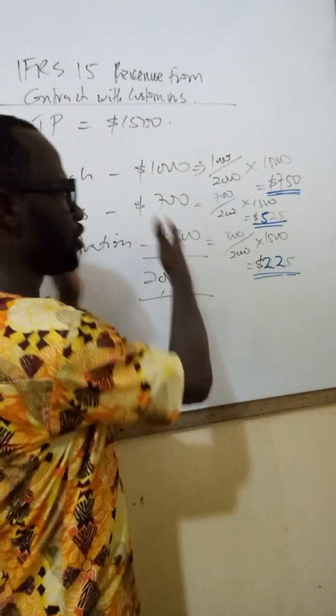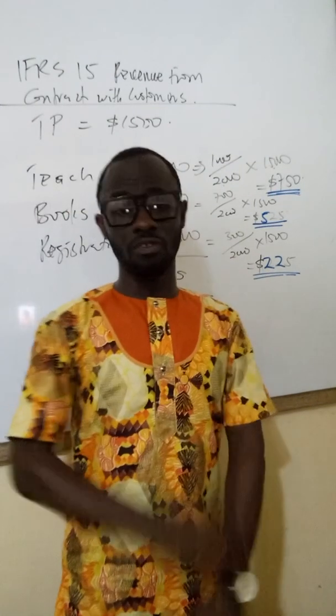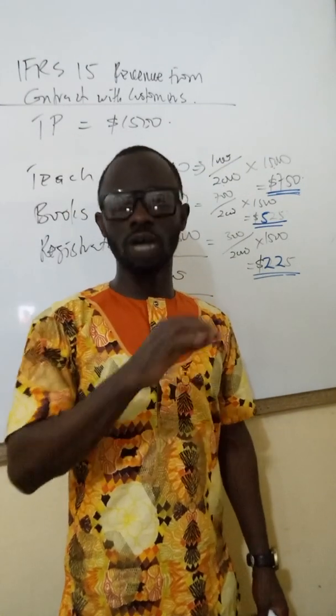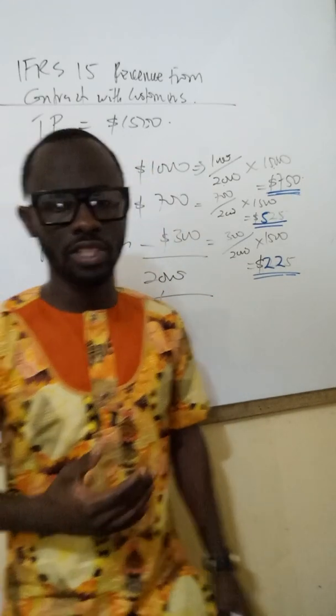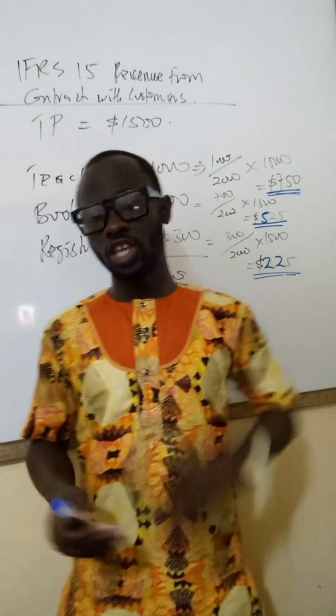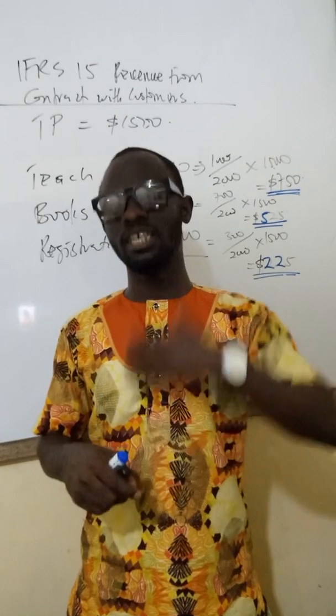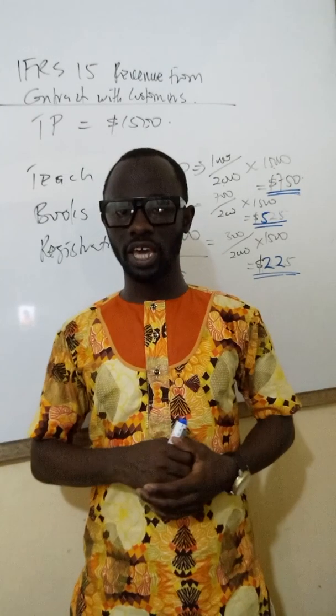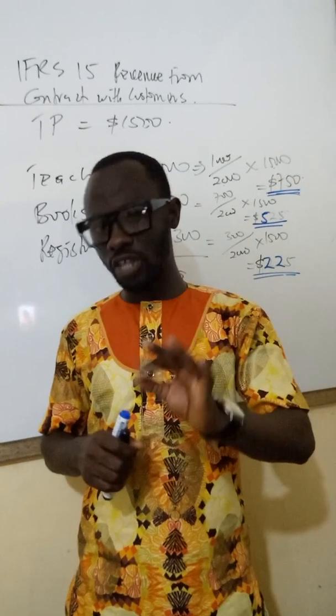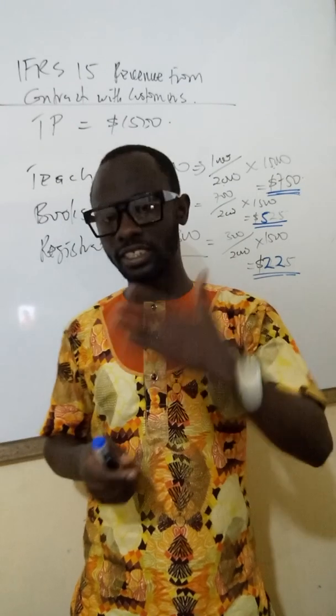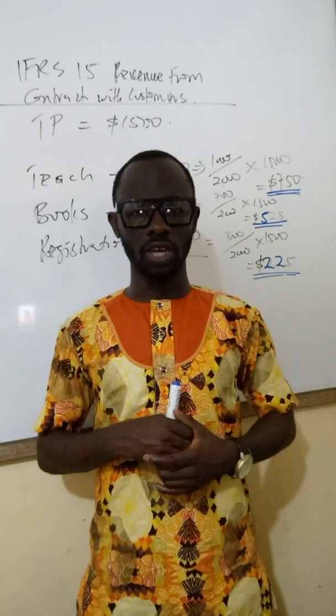So after we do this, we now come to the fifth step. What is the fifth step? The fifth step is you recognize revenue when or as the entity satisfies a performance obligation.